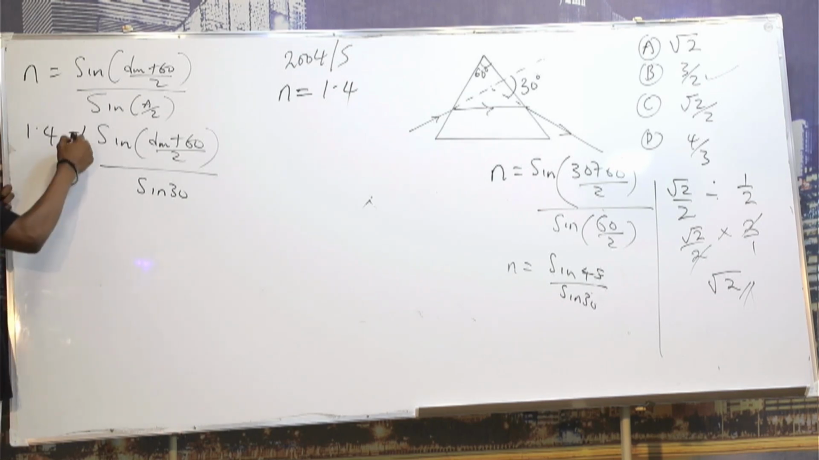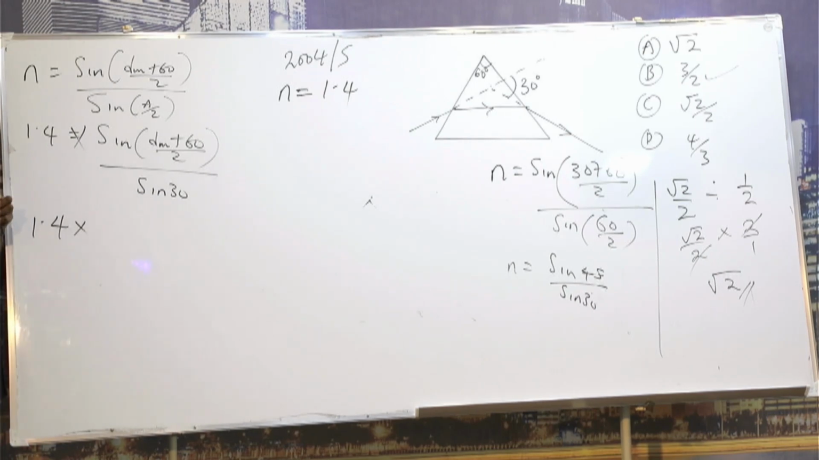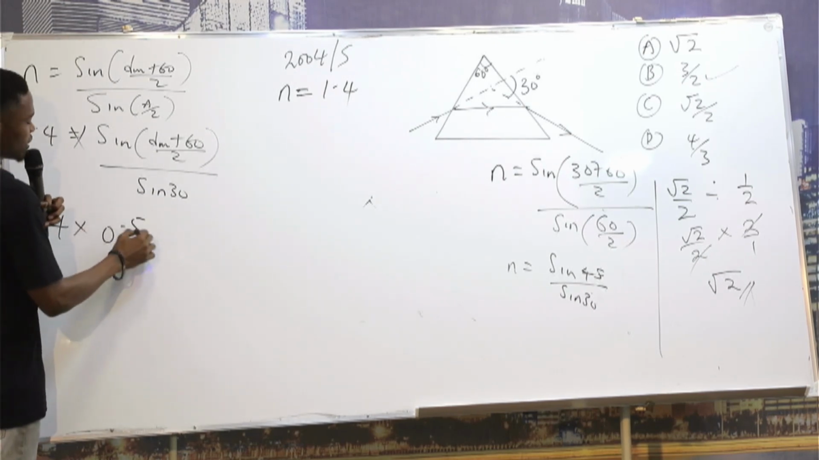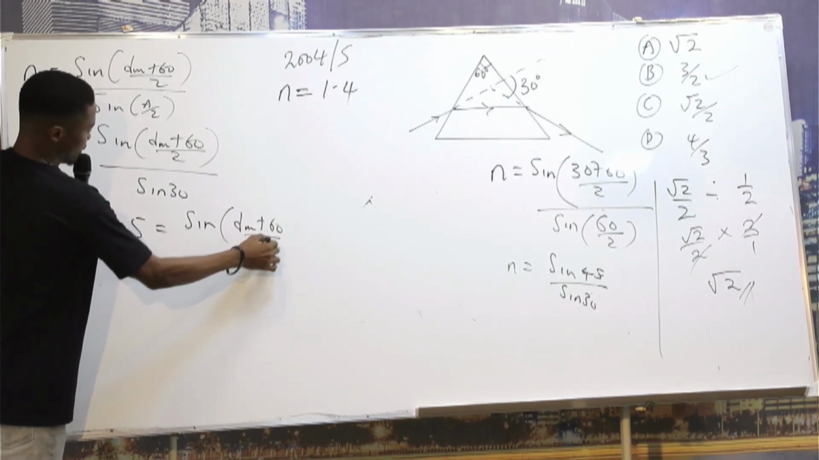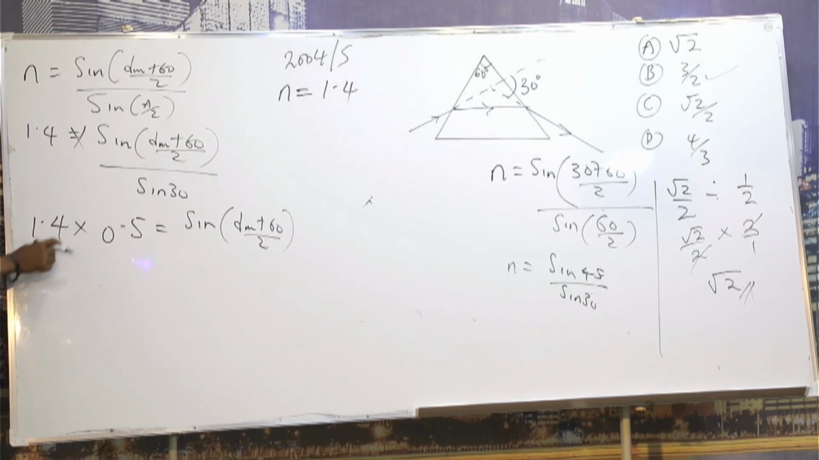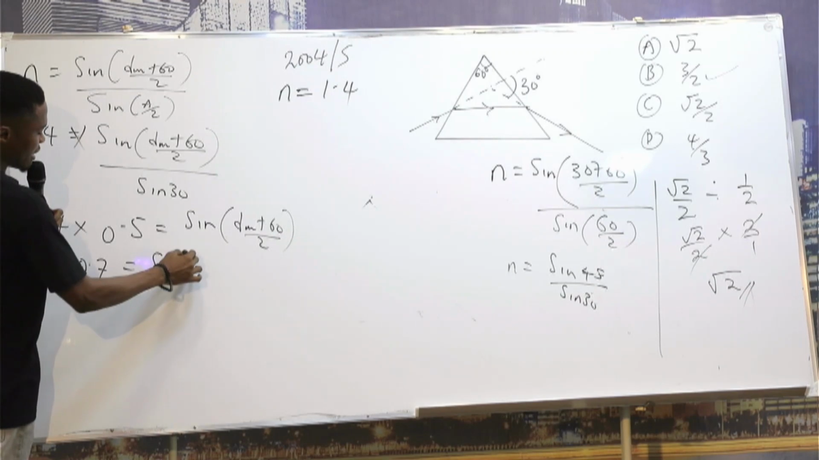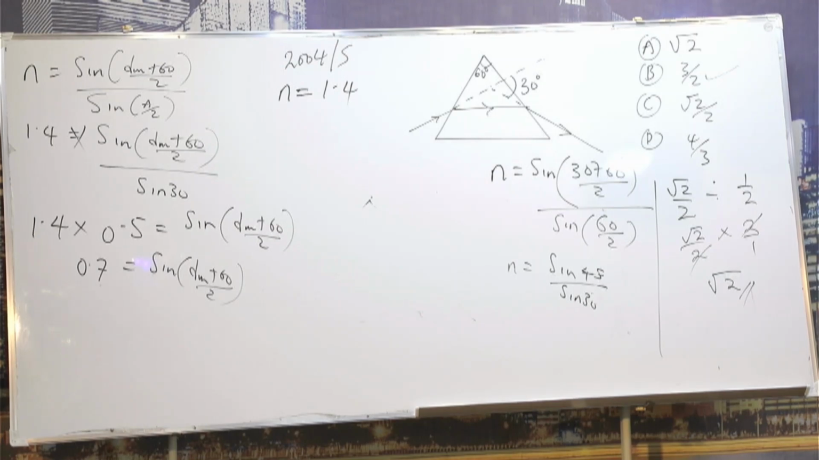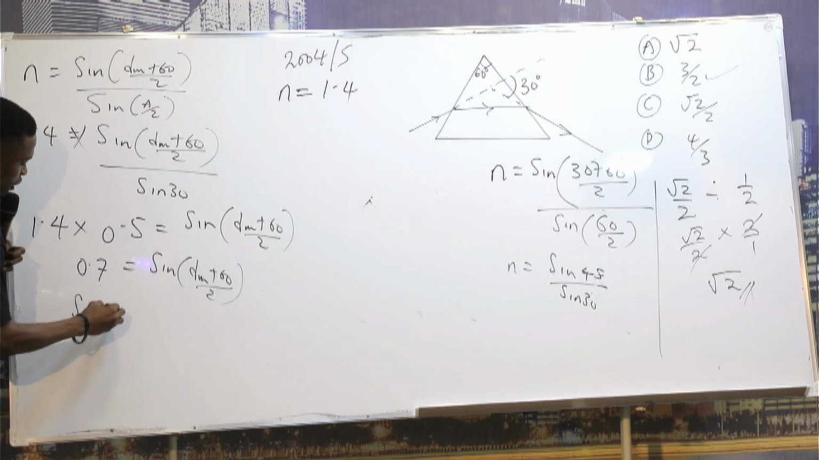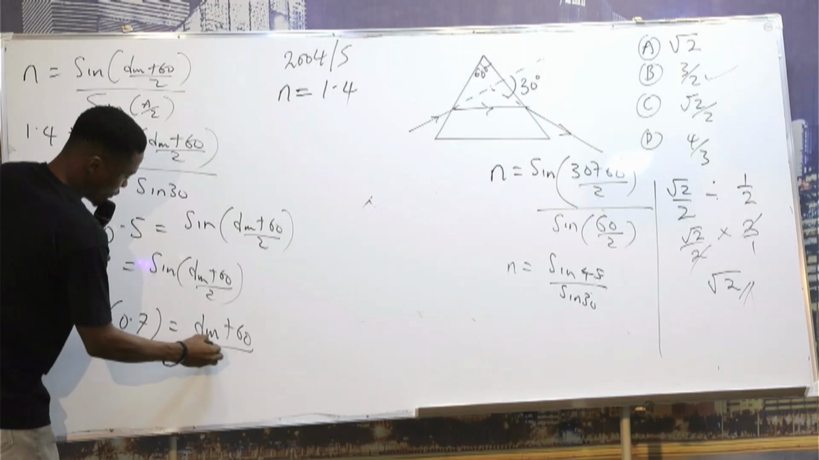Good. Now, we can cross multiply. So we have 1.4 times sine 30. Class, what is the value of sine 30? It is 0.5. So 1.4 times 0.5 gives me 0.7, which equals sine((Dm plus 60) over 2). Then I get the sine inverse of 0.7, so sine inverse of 0.7 is equal to (Dm plus 60) over 2.